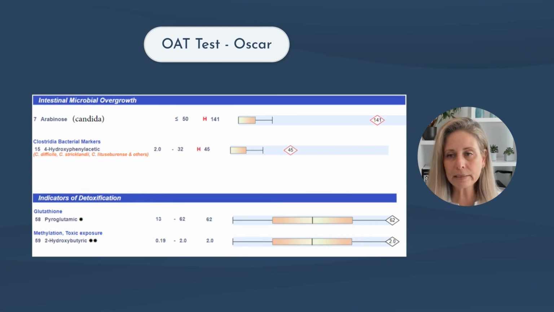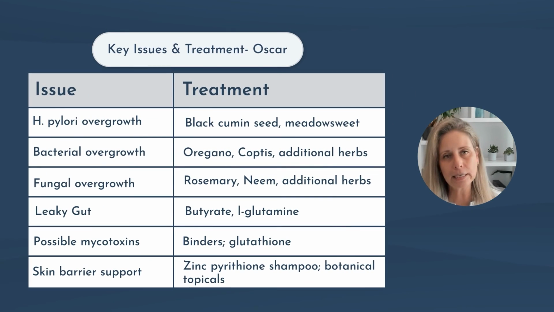On his OAT, we see a very high level of Candida overgrowth. He also has some Clostridia overgrowth. And he also has low glutathione. Remember, this is an inverse marker. When pyroglutamic acid is high, glutathione is low, and that's a high methylation and toxic exposure marker. I also would have liked to run a mycotoxin test on this patient, but the parent opted not to, so unfortunately I didn't. But same thing with this patient: individualized protocol, seeing this patient every 2 to 3 months for follow-up.